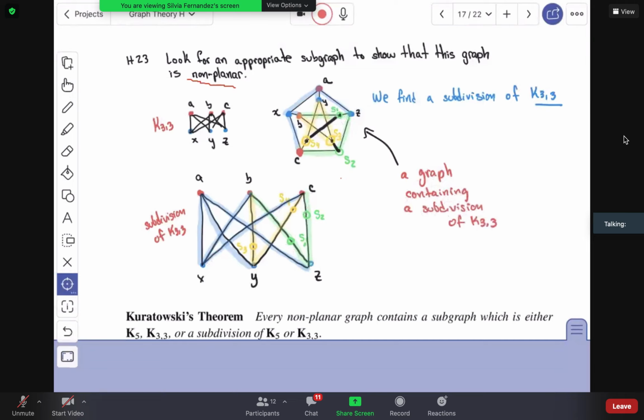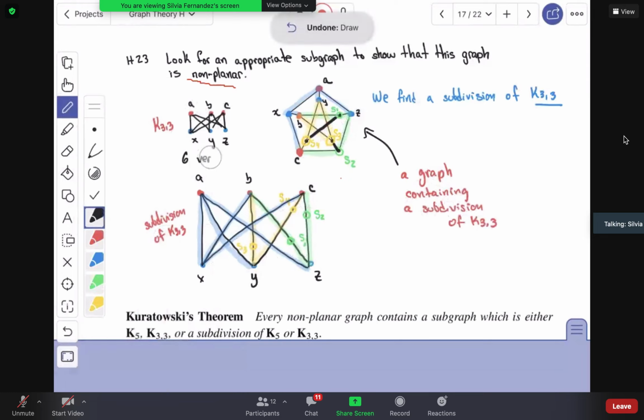Professor, what is S1, S2, S3? Those are vertices of my original graph, and I just labeled them so that you can make the connection between these two. You see, this one has 6 vertices. This one has 10 vertices. I added 4 more vertices. This one has 6 vertices. This one has 10 vertices. Because I added the S1, S2, S3, S4. So they're almost the same, right?